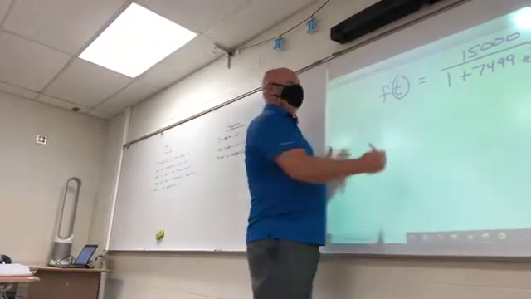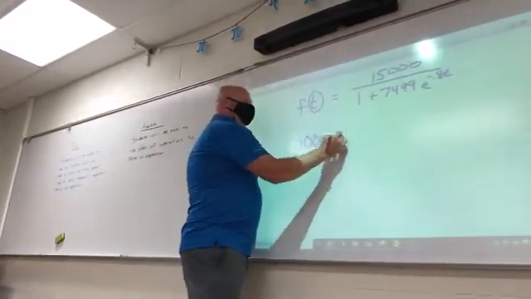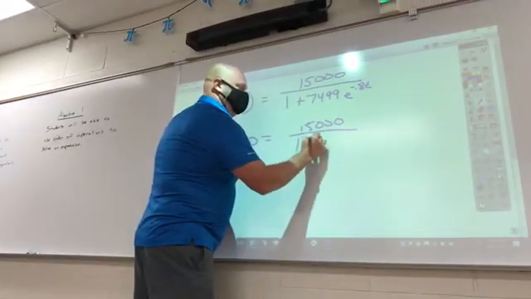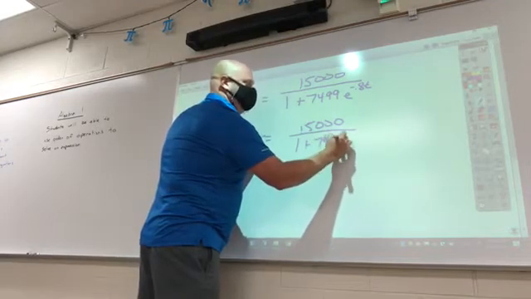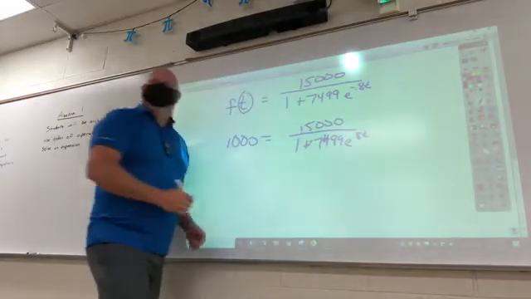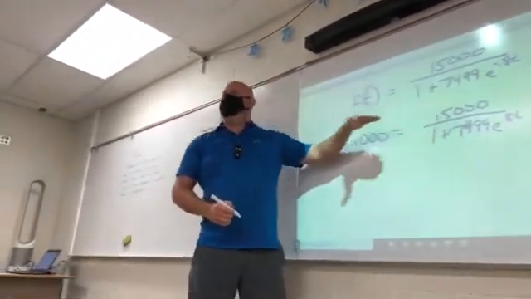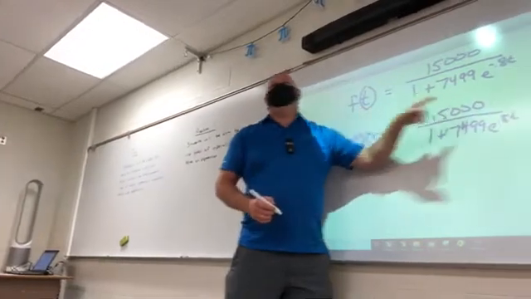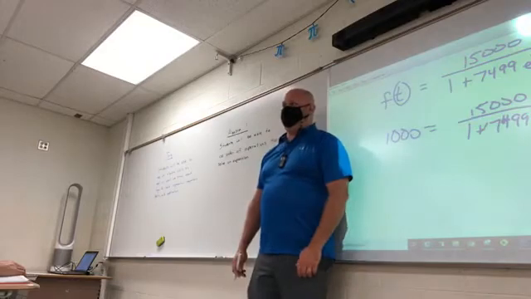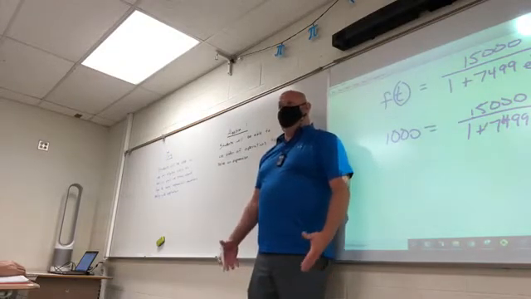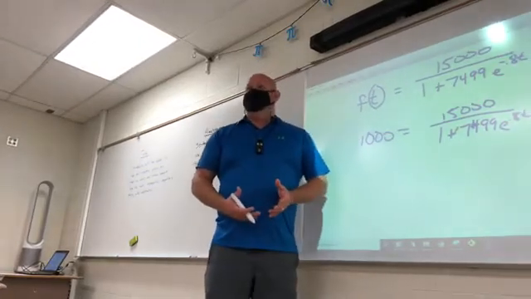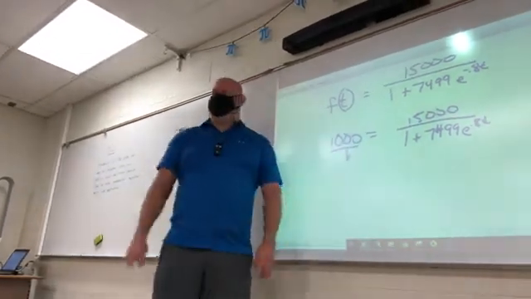Well, maybe I want to know how long it is going to take for 1,000 people to have that virus, right? So I started with 15,000. I want to know how much time it's going to take before I get to 1,000. How would I solve this thing? That looks like a much more complicated formula, doesn't it? Treat it like a butterfly problem.